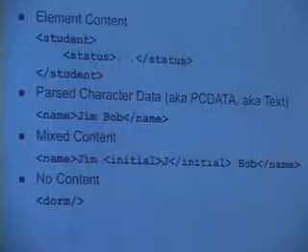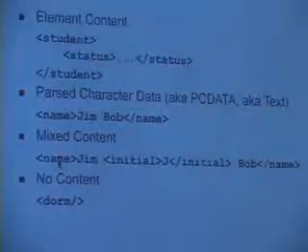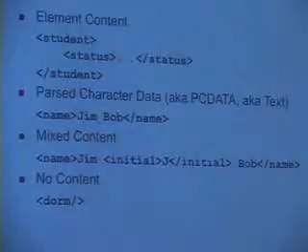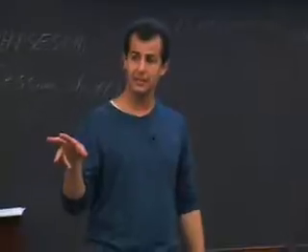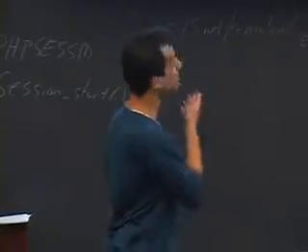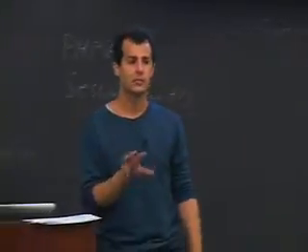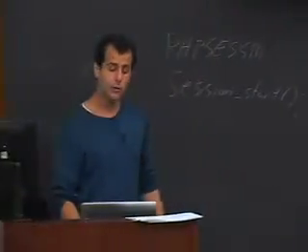There's mixed content. You can have an element called name, inside of which is PC data and other element content. And we've seen this. If you've ever written an XHTML paragraph tag, open bracket P, close bracket, then some text, you probably have some boldfacing in there, some italics in there. So that's an example of mixed content. You're just intermingling text and other elements. And then finally, there's no content.